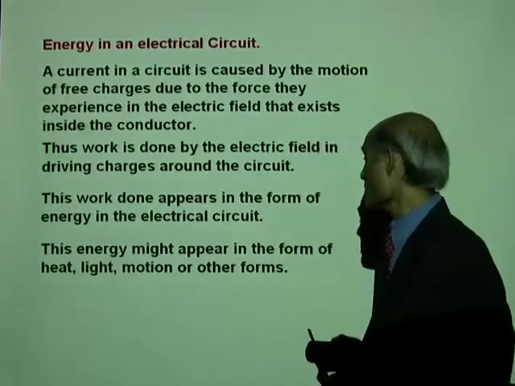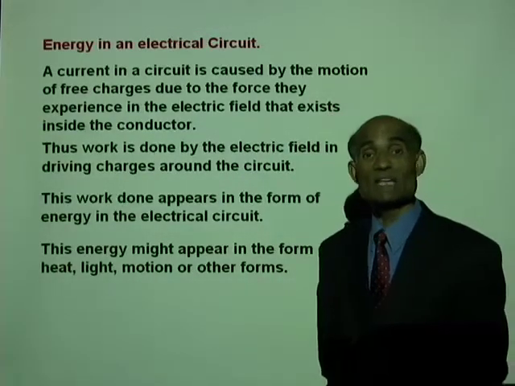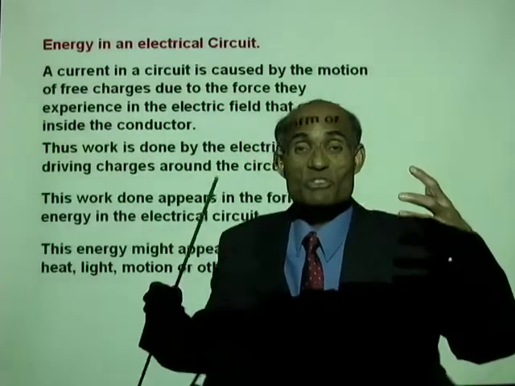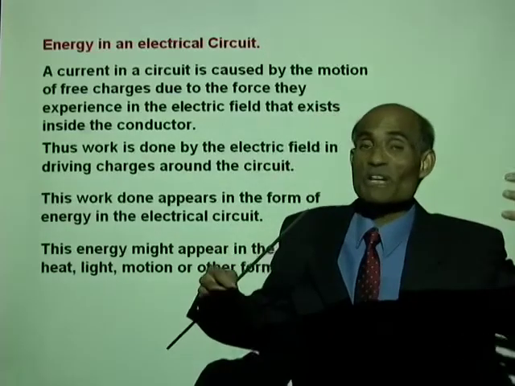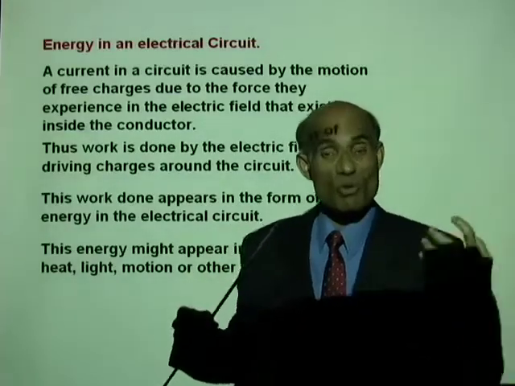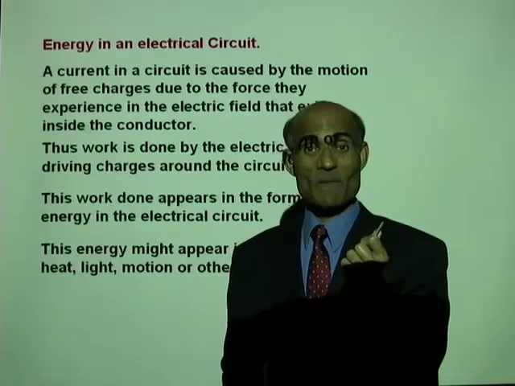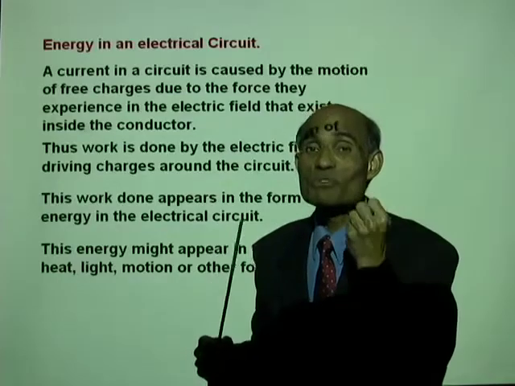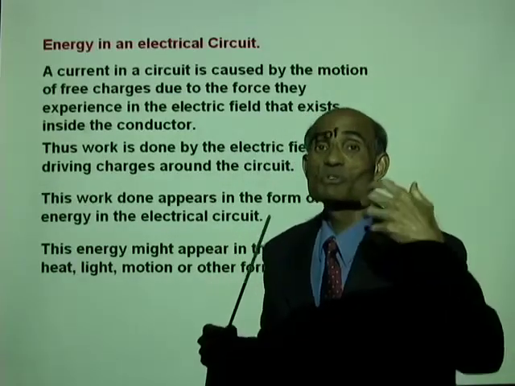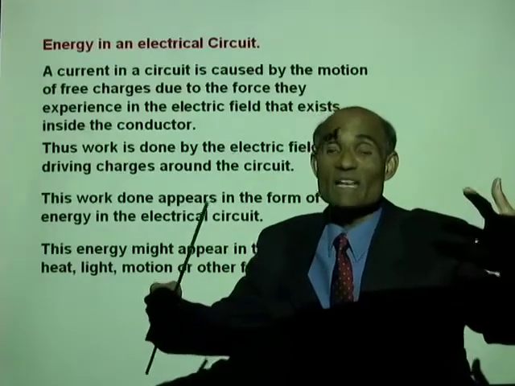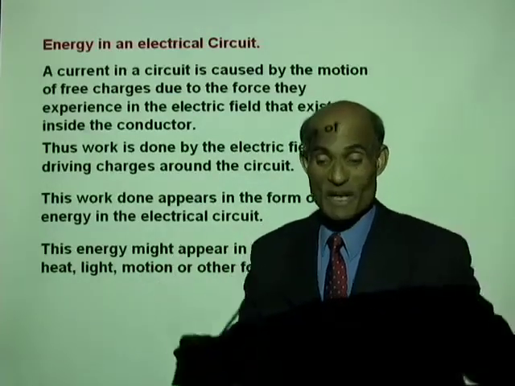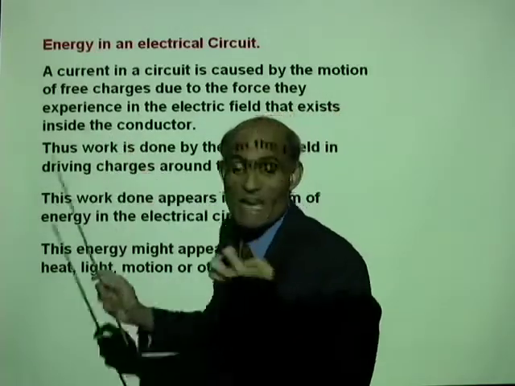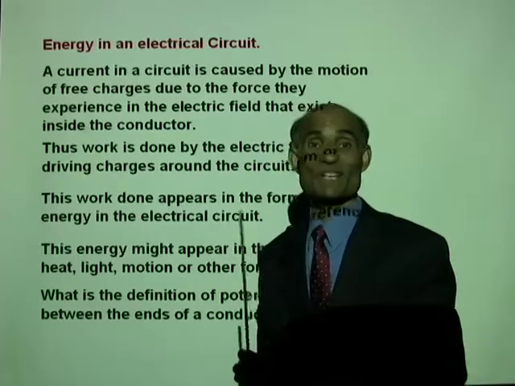This energy might appear in the form of heat, light, motion, or any other form. We use electricity to produce many different kinds of energy that we require in our life. Is that right? Now, I am able to communicate to you because I am using electricity to produce sound, light, and many other forms. In other words, electricity is doing work for me. I am using energy from electrical circuits.